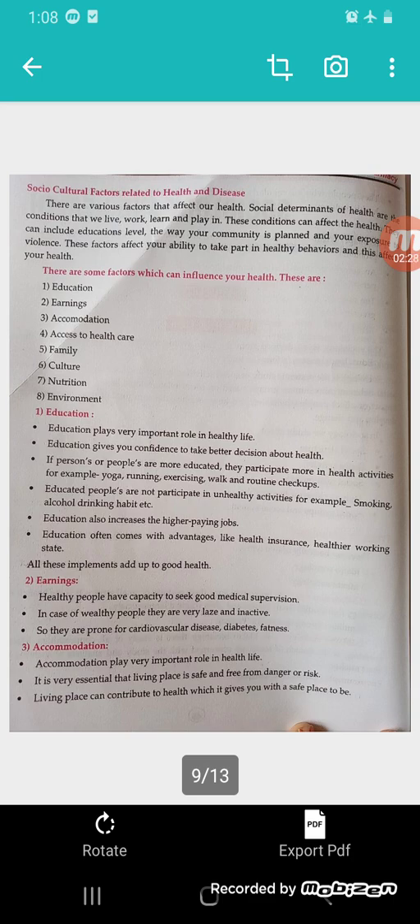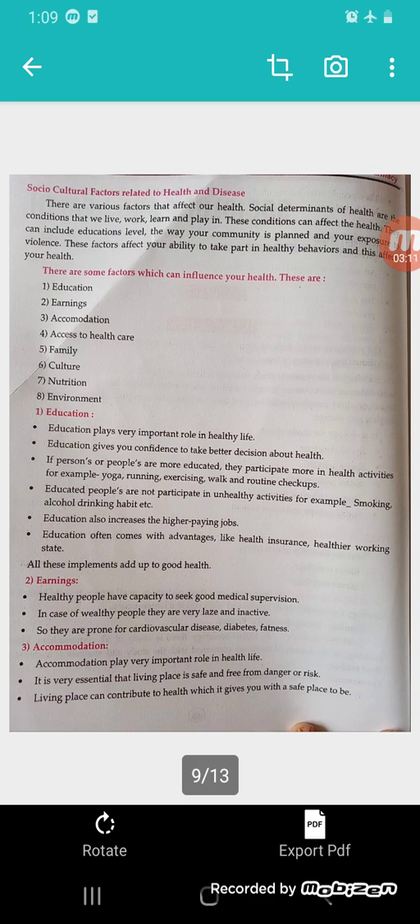Coming to education. Education plays a very important role in a healthy life. Educated people will have confidence to take better decisions about their health. If a person is more educated, they participate more in healthy activities such as yoga, running, exercise, walk and routine checkup. Educated people do not participate in unhealthy activities such as smoking, alcohol drinking habits, etc.